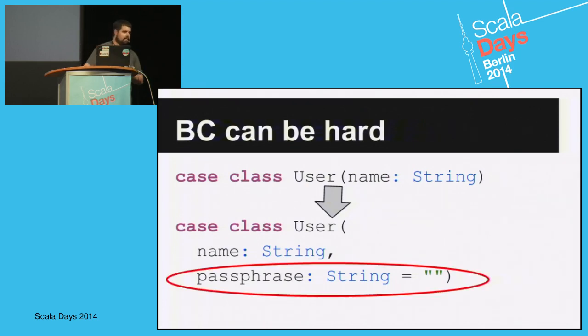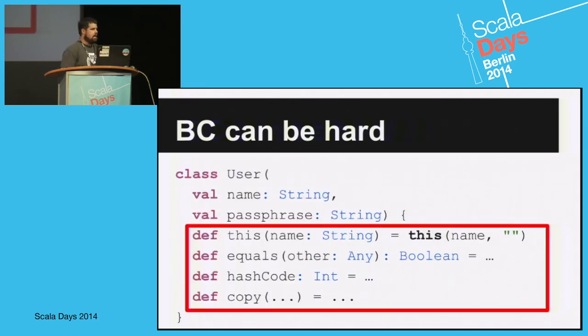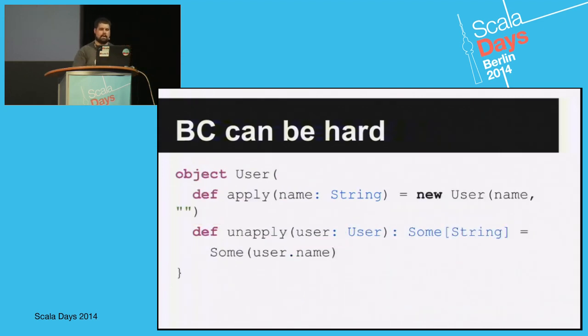If you wanted to make it binary compatible, this is your problem right here. You added something new to the constructor, so you have to make a forwarding constructor from the old one. Not only that, equals and hash code change because the new parameter actually participates in equals and hash code. So if you have any sort of serialized hash maps, they will no longer function correctly, so you have to override them to be the old version. There's also a copy method that only knows about name and doesn't know about passphrase, so it has one argument instead of two. So you have to override this, not be a case class. Finally, you have to implement apply and unapply, so pattern matching and deconstruction work.